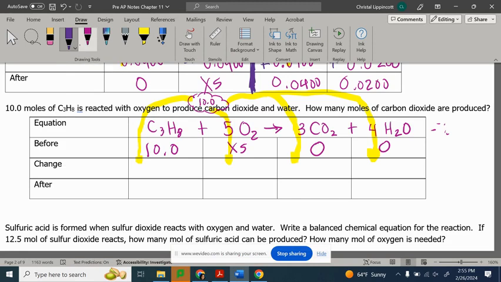products. Okay. So this is going to be a minus 10. This is going to be a minus what? 50. Good. This is going to be a minus or plus 30. This is going to be a plus 40.